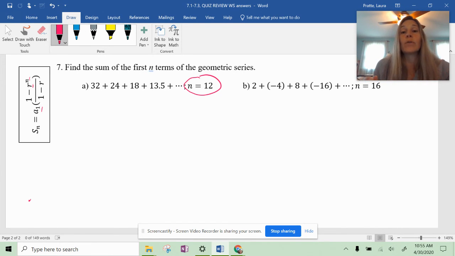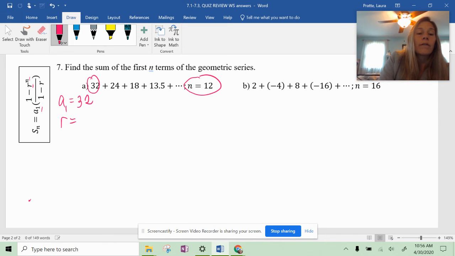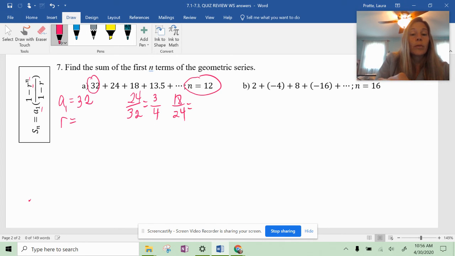You can't find a sum if you don't know how many terms are in the sequence you're finding the sum for. Your a sub 1 is right there. That's given to us. And then the r value you're going to have to find using that common ratio, right? So if I do 24 divided by the preceding term, which is 32, I get 3/4. If I do 18 divided by the preceding term of 24, I get 3/4. So I'm confident now that my r value is 3/4.